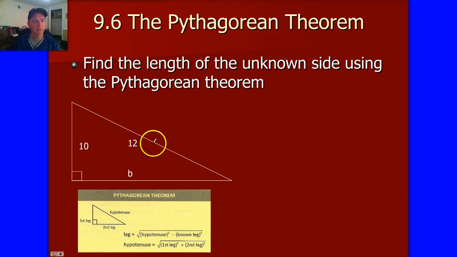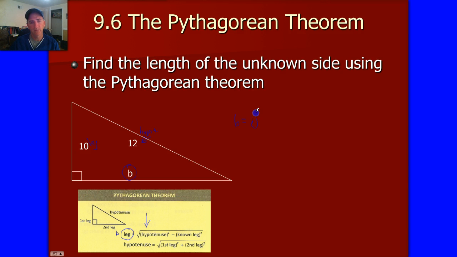Let's try another one. There's the part from your formula sheet, and you've got this you're solving for now. You're trying to solve for a leg here. So B. Trying to solve for B. So here's what we know. We know that 12 is the hypotenuse, and 10 is the leg. So we're just going to use this formula right here. We're going to try to find B.